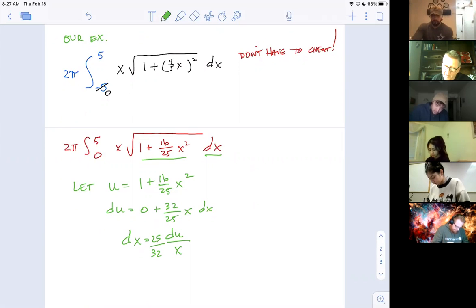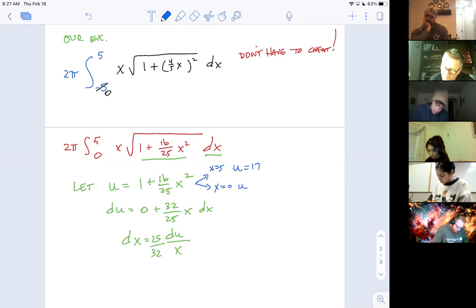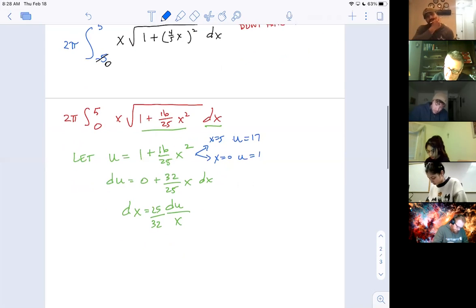Well, not quite everything I need. Let's go ahead and keep going with the 5. So with the 5 and the 0, x equals 5. What's that going to produce? 5 squared is 25. Hey, that's cool. Divided by 25 is gone, and you have 16 plus 1. So u is 17. If x is equal to 0, again, your gut reaction might be u is 0, but if you put x is 0 in there, you get 0 plus 1. So now I have everything I need. So the 2 pi comes along for the ride.